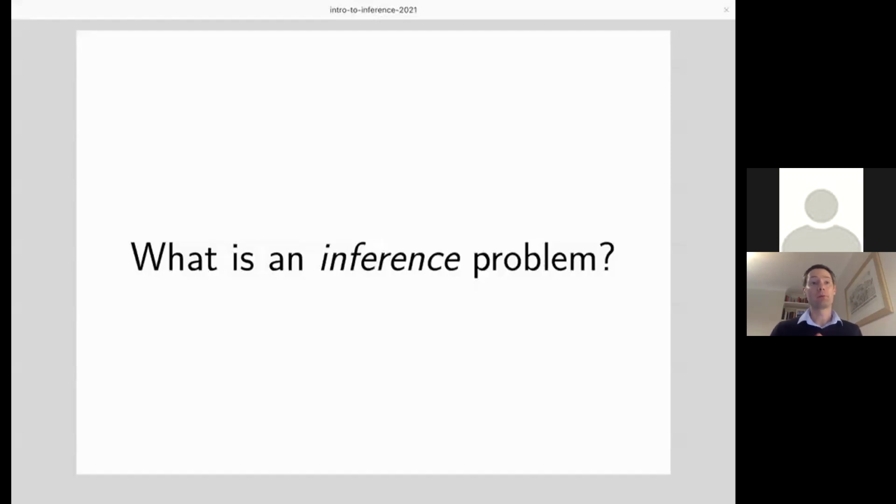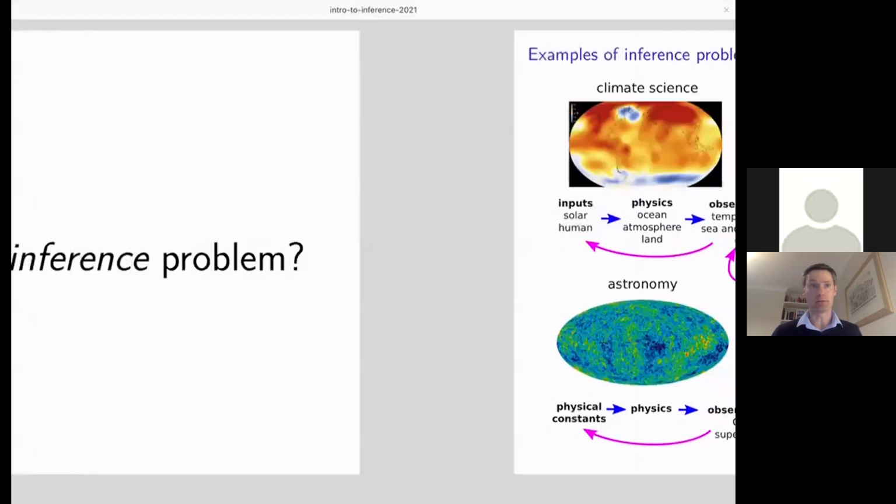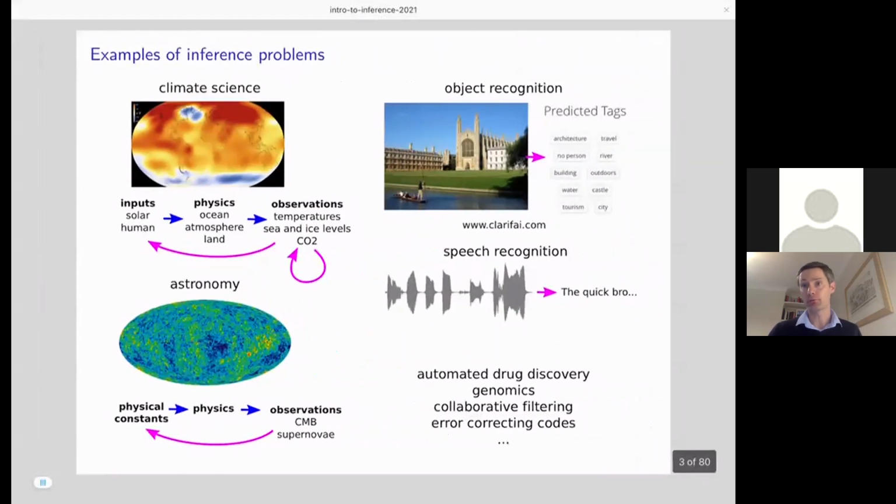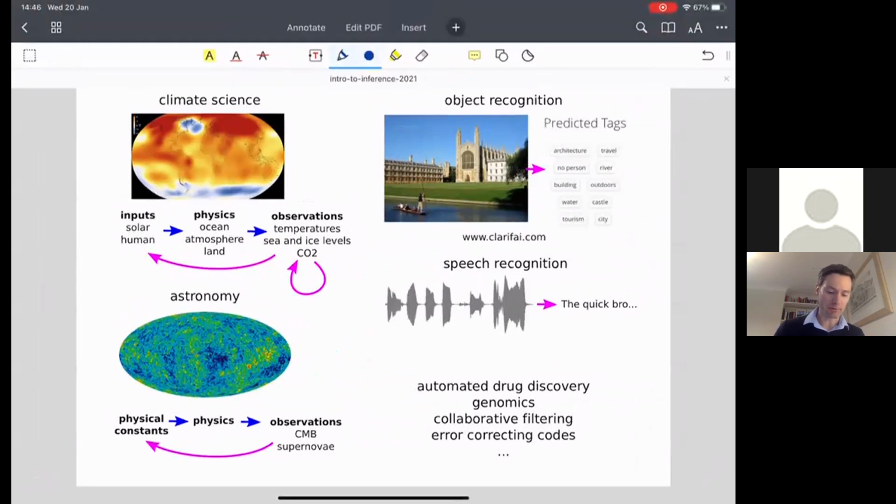So we're going to start by talking about what constitutes an inference problem. And to do this, I've taken a bunch of examples across the sciences and engineering. I'm going to go through these one by one and talk about different contexts in which inference problems show up and can be useful in applications. So the first one we're going to talk about is this example at the top here from climate science.